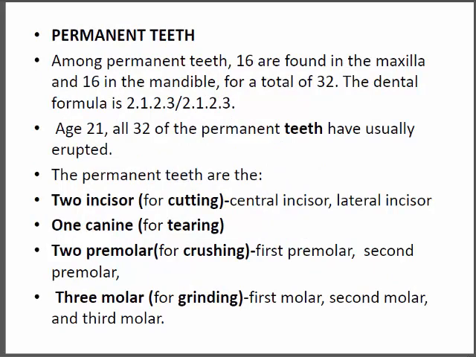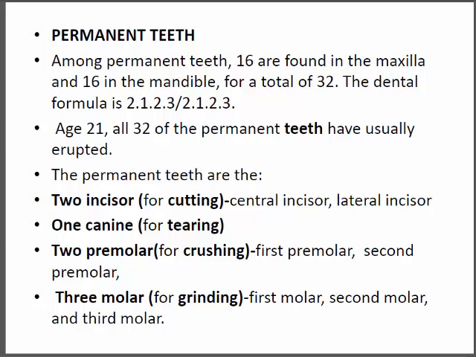And next, permanent teeth. 16 are found in the maxilla and 16 in the mandible, a total of 32. The dental formula is 2.1.2.3 divided by 2.1.2.3. They are generally found between the ages of 21 and 32.